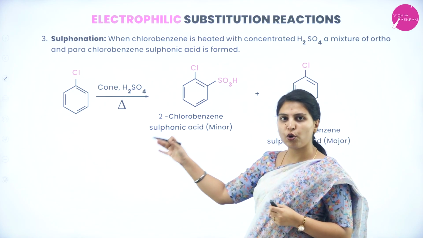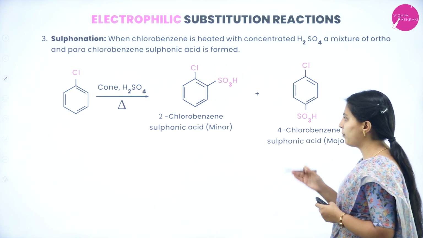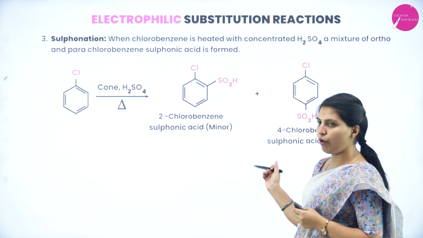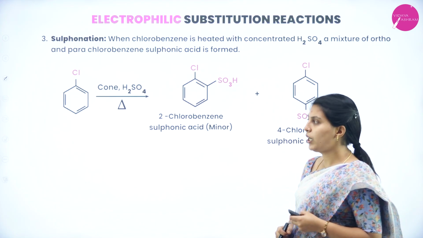Next one, sulfonation. Here the reagent is concentrated H2SO4. Same reactant, chlorobenzene, when reacted with concentrated sulfuric acid, 2-chlorobenzene sulfonic acid and 4-chlorobenzene sulfonic acid will be formed. But 4-chlorobenzene sulfonic acid will be the major product.